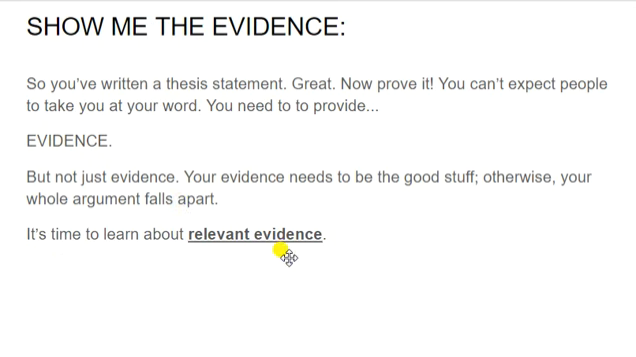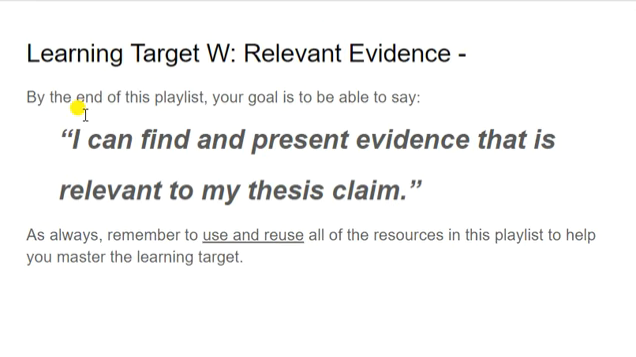So it's time to learn about relevant evidence, okay? This is what our target is all about. Learning target W, which of course stands for writing relevant evidence. This is the learning target we are talking about now. By the end of this playlist, your goal is to be able to say, I can find and present evidence that is relevant to my thesis claim. As always, remember, you can use and reuse all of the resources in this playlist to help you master this target. You might have to rewind, you might have to repeat things. That's fine. Do it if you need to.